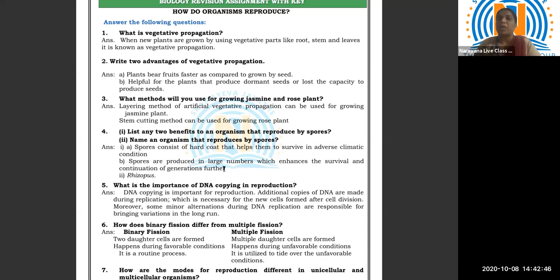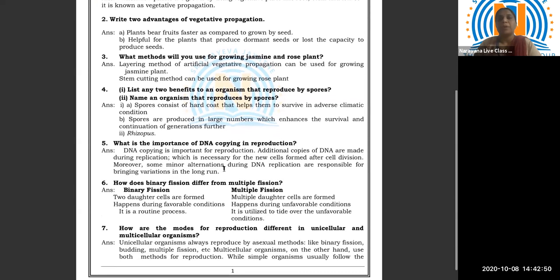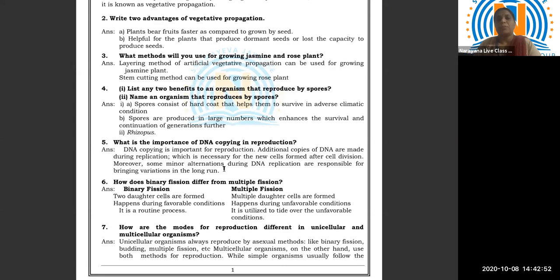Then sixth question, how does binary fission differ from multiple fission? Binary fission, multiple fission. First one is binary fission. Two daughter cells are formed. Then here multiple daughter cells are formed. Binary fission, bi means two, fission means splitting. So the mother cell divides into two daughter cells. Multiple fission, multi means many. So multiple daughter cells are formed.